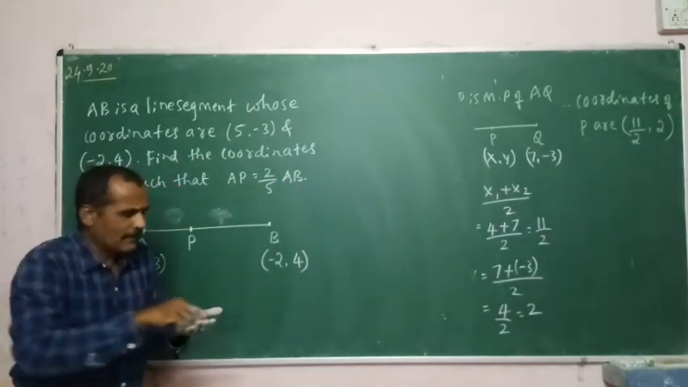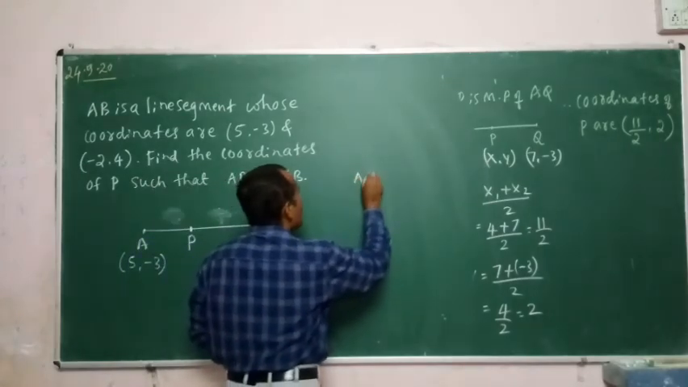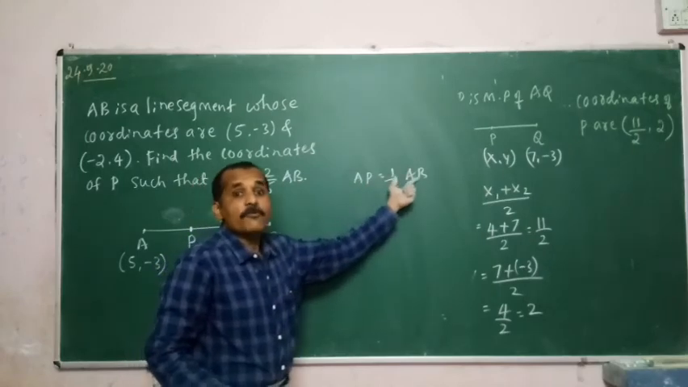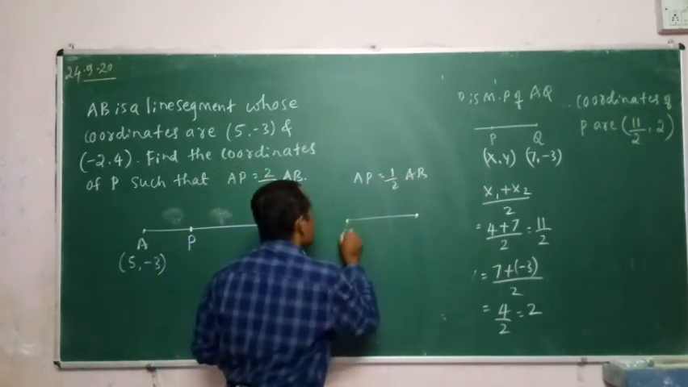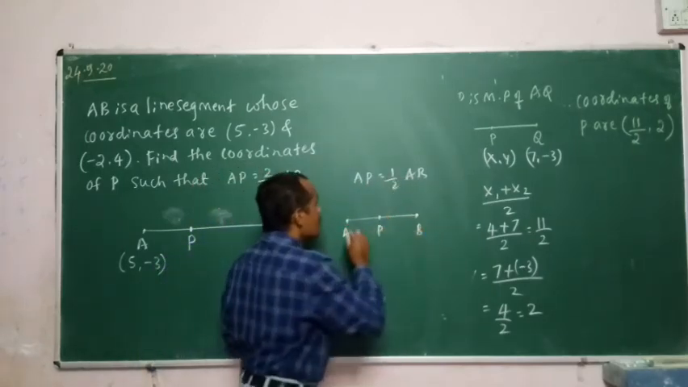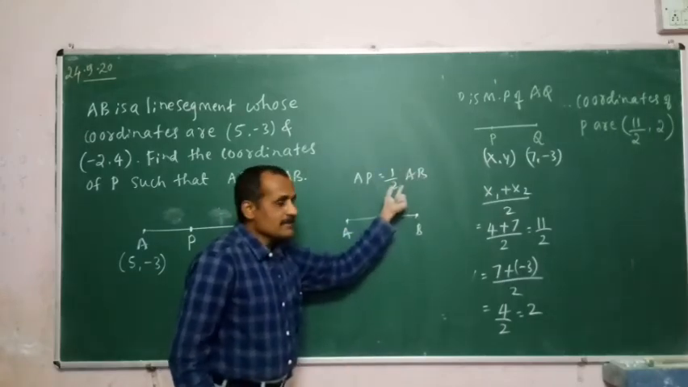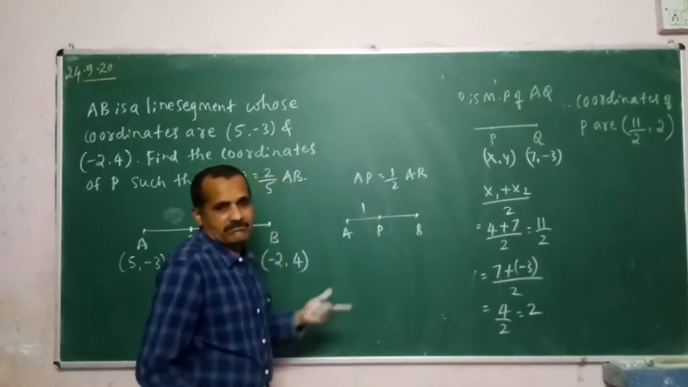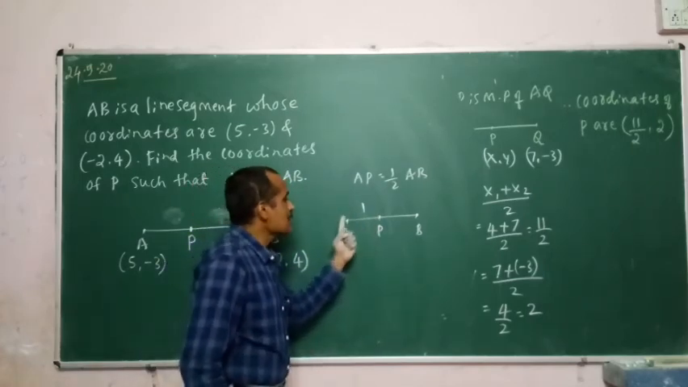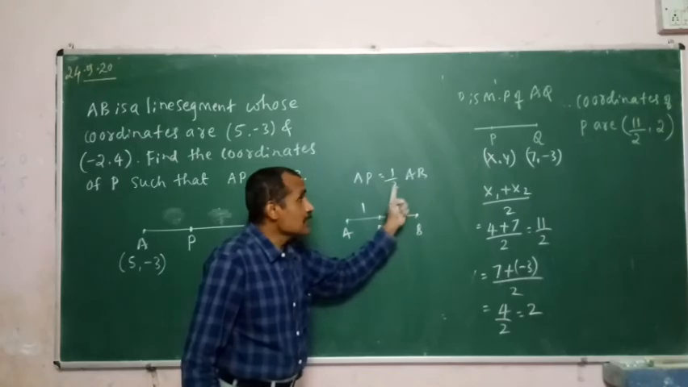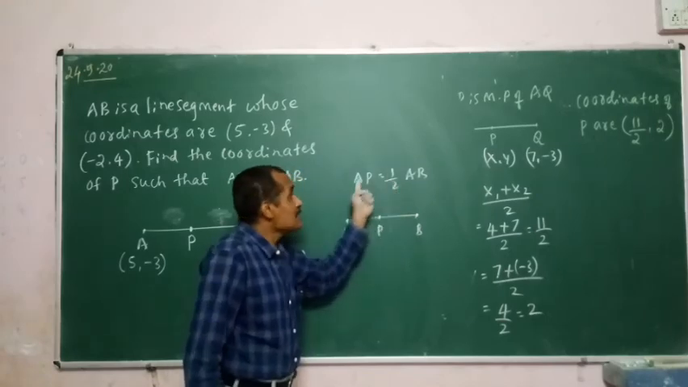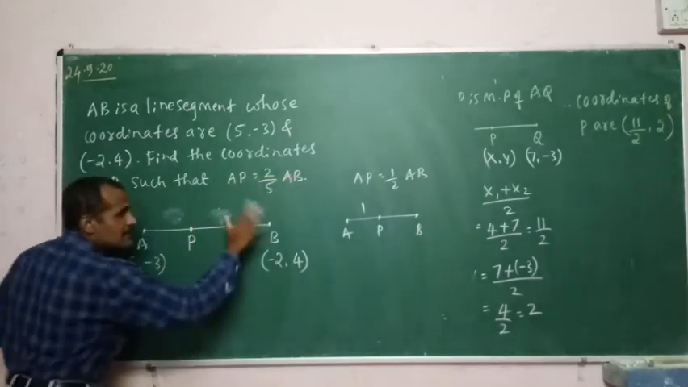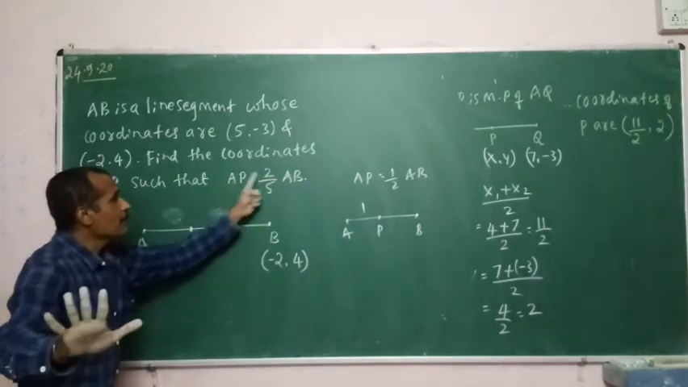See, a simple way to tell you. Something like that. AP is half of AB. That means see, this is A, this is B, this is P. You take AB as 2 parts and AP is 1 part of that. Very simple. So I can say AP is half of AB. So this is the number of parts and this belongs to this. In that way, you say AB is 5 parts and AP is 2 parts.